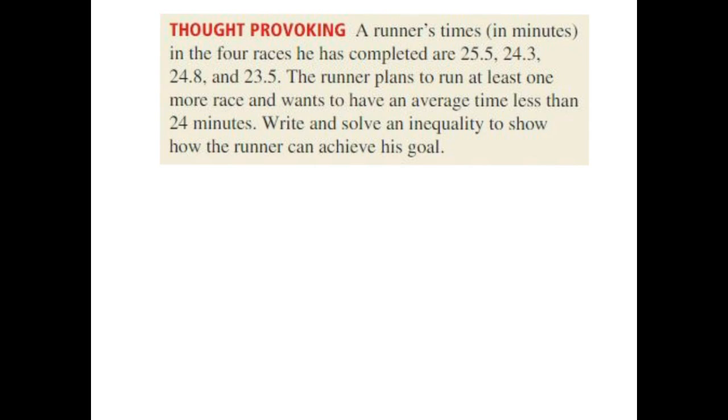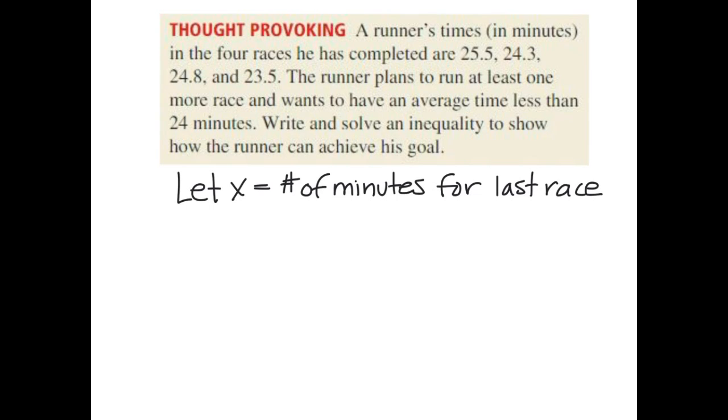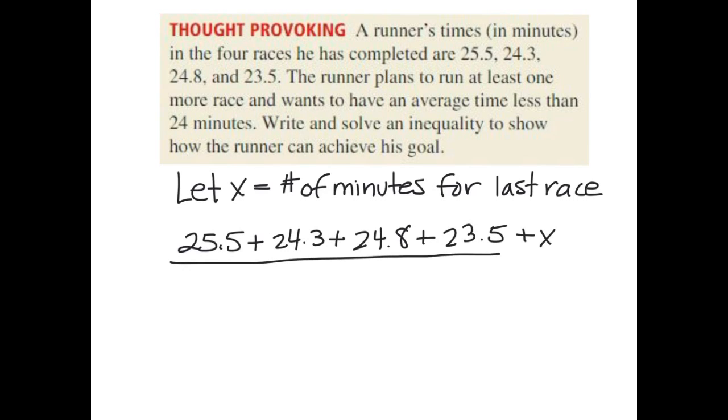First, let's define the variable. So let x equal the number of minutes for the last race, the one that he's going to do right now. And as you remember, for an average, you just add them all together and divide by how many you have. And so our inequality is going to start like this: 25.5 plus 24.3 plus 24.8 plus 23.5 plus our unknown, x, all over what? 5. And he wants his average time to be less than 24 minutes. So that's pretty easy, less than 24.